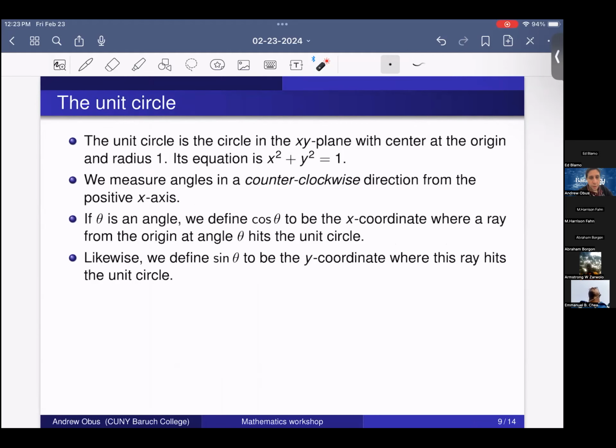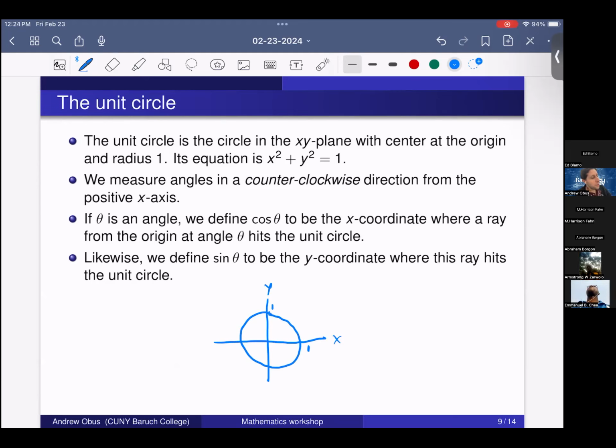Okay, so what is the unit circle? Well, the unit circle is the circle in the XY plane that has center at the origin and radius equal to 1, right? We talked about these circles a little bit when we talked about completing the square last time, but this is a very simple circle, and it just has equation x squared plus y squared equals 1. So this is the x-axis, this is the y-axis, and you have your circle here with the center at the origin, and the radius is 1.